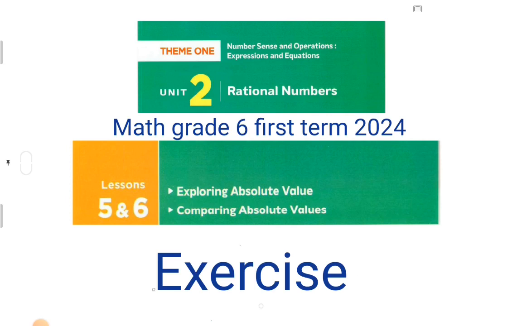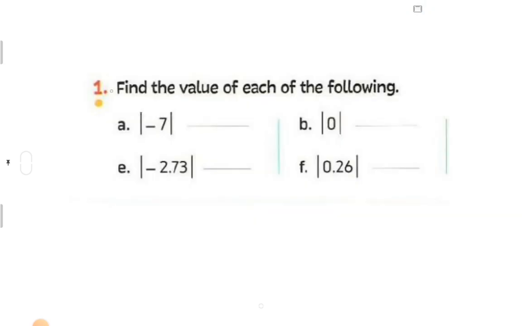Now with the exercise. Exercise number 1. Find the value of each of the following. Point A, absolute value of negative 7, just 7. Absolute value of 0, 0. Absolute value of a negative, it's positive. Absolute value of a positive decimal, just itself.